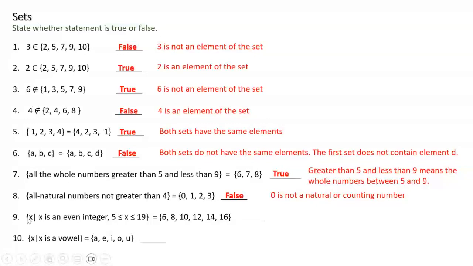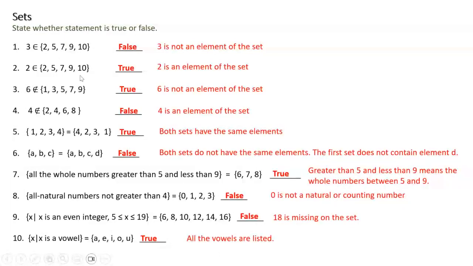Number 9, the set of elements x such that x is an even integer and x is between 5 and 19, including 5 and including 19. Let's see, so even integers will be 6, 8, 10, 12, 14, 16, and this is false. Why? Because the 18 is missing. Number 10, the set of elements x such that x is a vowel. This is true because all the vowels are A, E, I, O, U. The list is all the vowels.